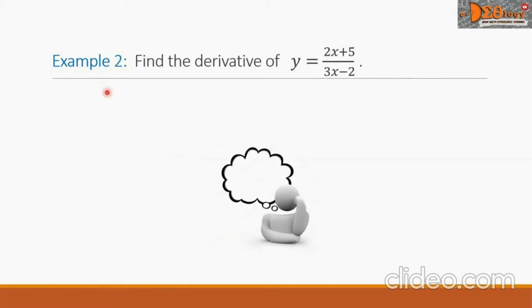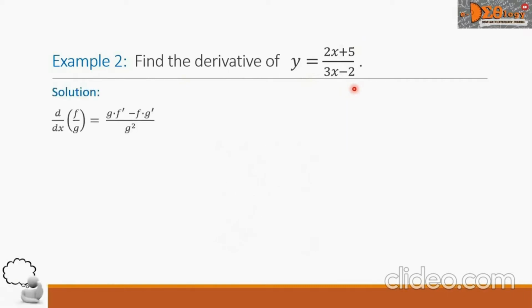Let's have example 2. Find the derivative of y equals 2x plus 5 all over 3x minus 2. For our solution, let us write again the formula of quotient rule. And we take note that our numerator is the function f while the denominator is the function g. Writing now our derivative, let us begin with squaring our denominator. So we write here the square of 3x minus 2.